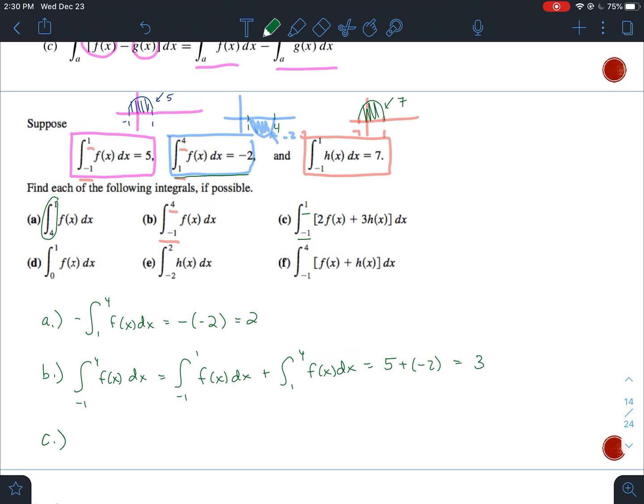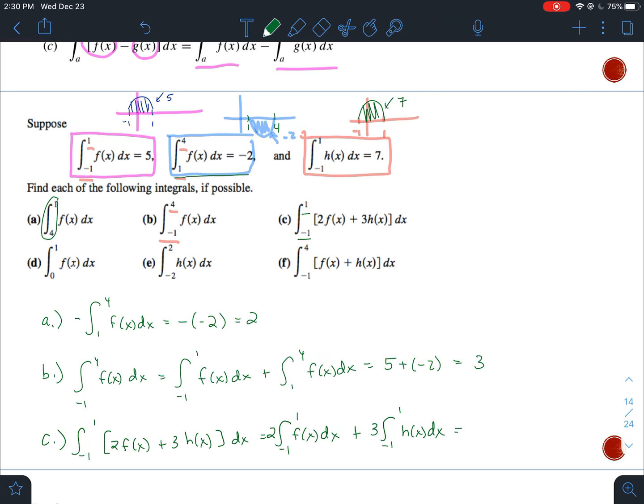All right, let's look at C. C says, what if I want to integrate -1 to +1 of 2 times f of x plus 3 times h of x? Well, I know -1 to +1 of f of x. So if I want to integrate -1 to +1 of 2 f of x plus 3 h of x dx, I can separate this into two separate integrals.